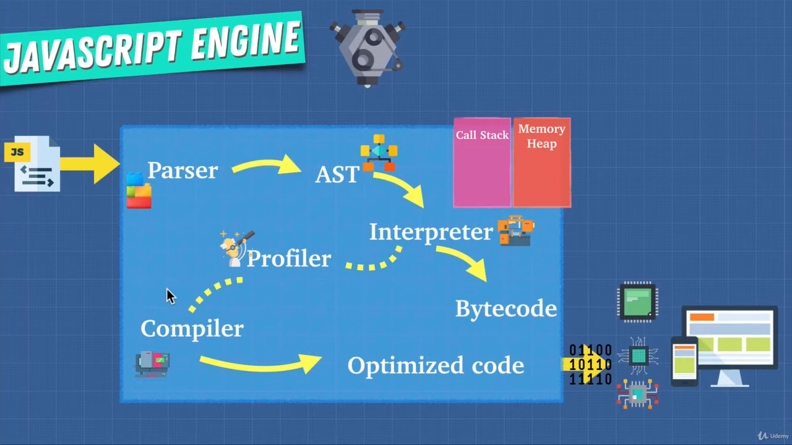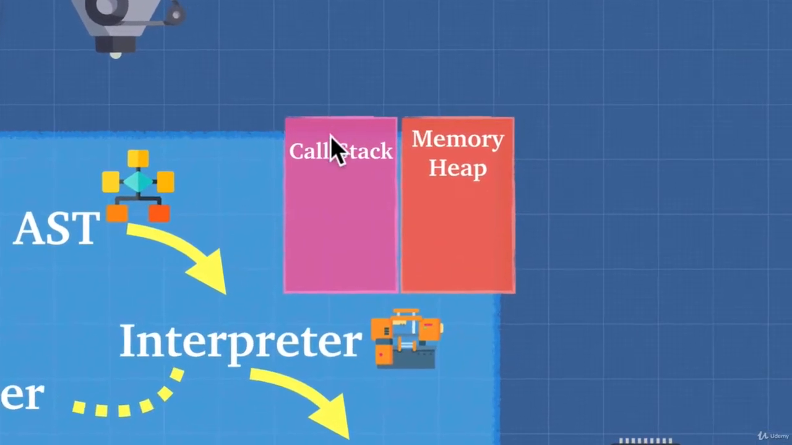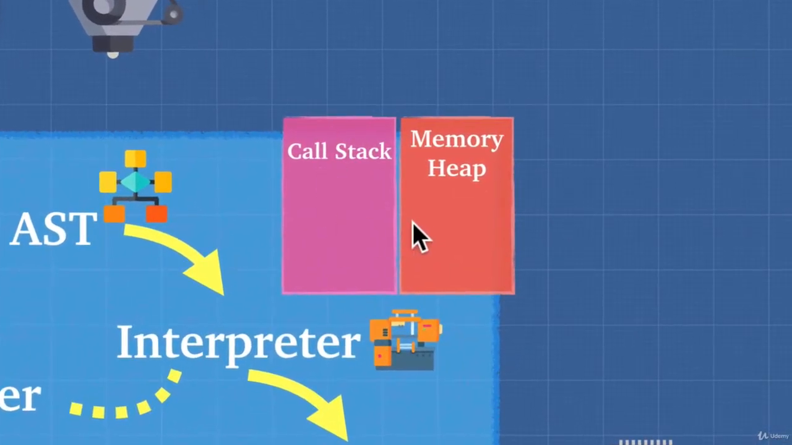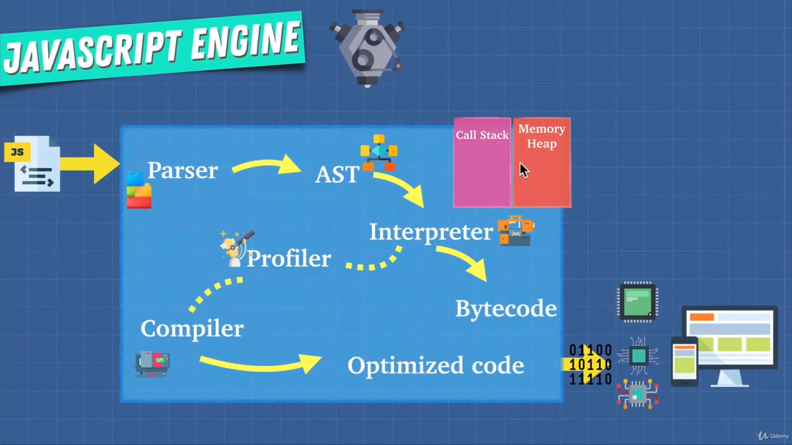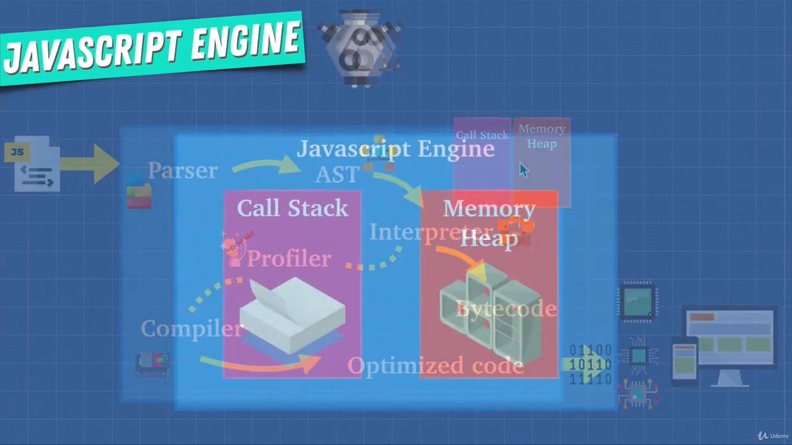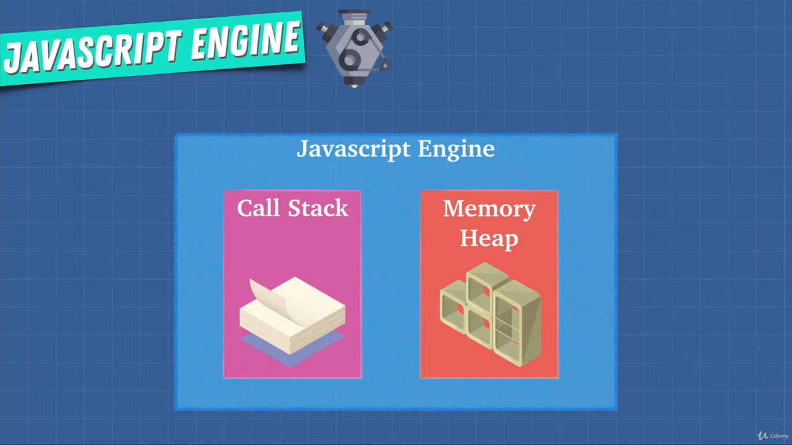And up to this point, you might have wondered why I ignored completely this little pink and orange box, the call stack and the memory heap. And good, you've been paying attention because we're going to talk about this over the next couple of videos. You see, we learned that the JavaScript engine does a lot of work for us. But the biggest thing is actually reading our code and executing it, right?